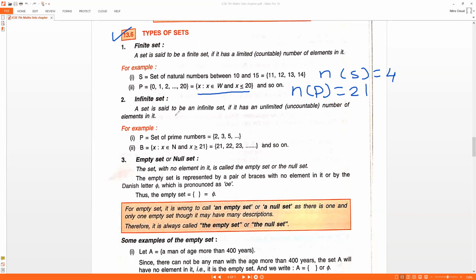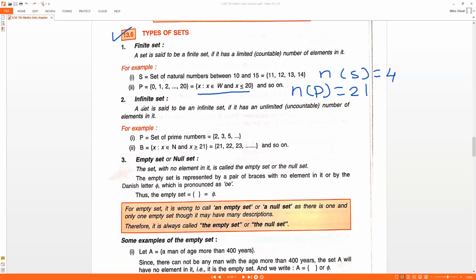These are called finite sets. Or when I say set of days in a week, it is a finite set. Set of colors in a rainbow, it is a finite set. Okay. Or set of students in your class who scored more than 80%. That is a finite set.